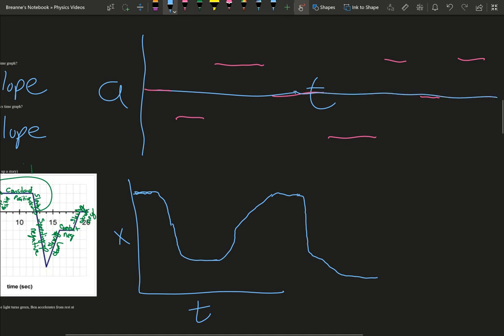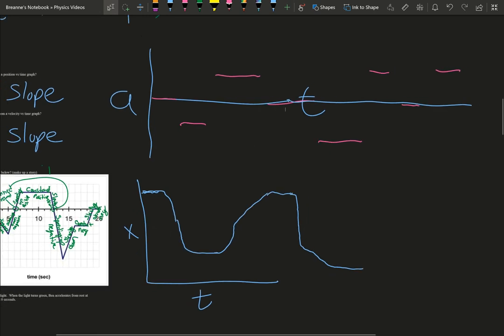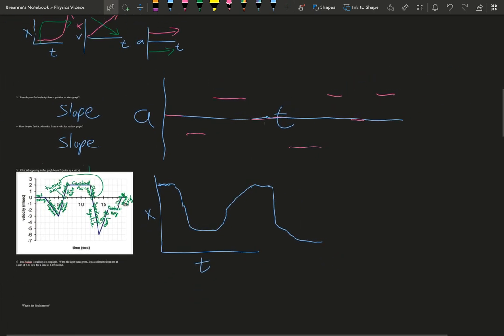So it looks something like that. And it's okay that it's all jumpy like that, because you're just thinking about slopes, all you're doing. So your acceleration is just telling you if it's a positive or negative slope.